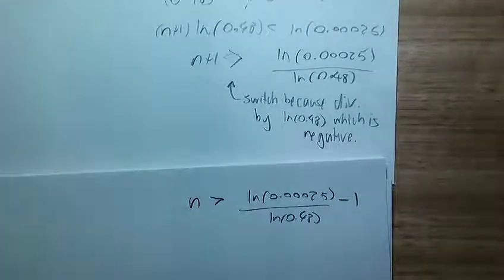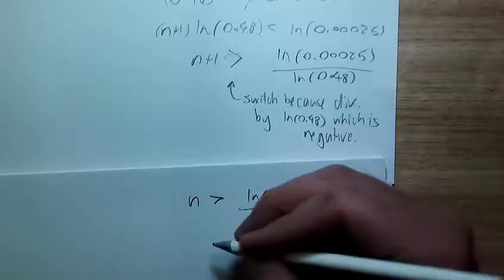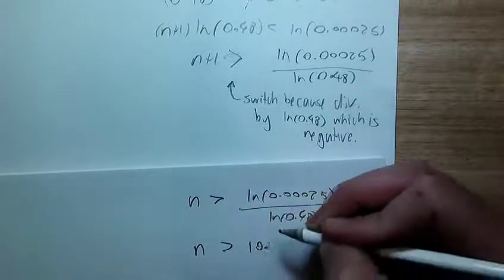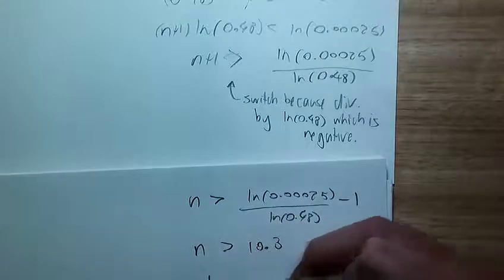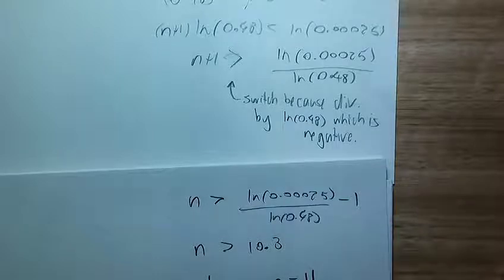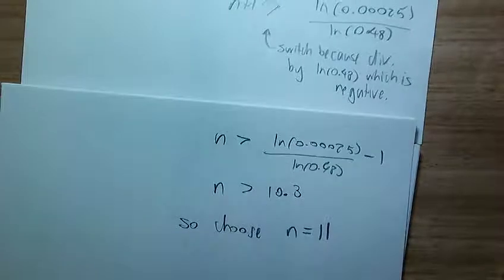And so my n is going to be whatever that answer is. Let's see. ln of 0.12325 divided by ln of 0.48 minus 1. So n is greater than 10.3, so choose n equals 11. Always round up, because you don't know if it's going to work at 10.3, which means you don't know if it's going to work at 10, so you go up to the next one.